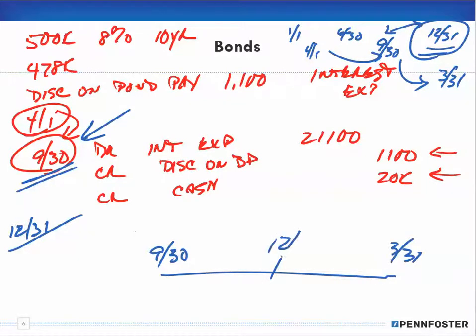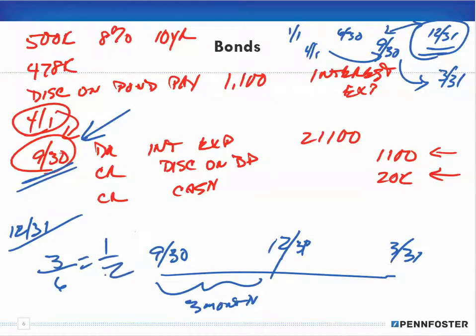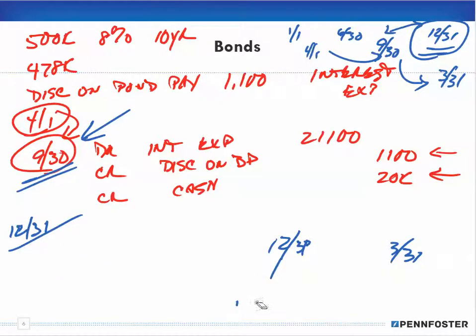Well, on 12/31, this period is 3 months, or 1/2, right? 3 months over the 6-month interest period is equal to 1/2. That's 1/2 of the interest payment that we're going to have to book. So if it's $20,000, half of $20,000 is $10,000, right? So that's the math behind getting the amount of the interest. And we know that we're going to have to deal with $10,000.